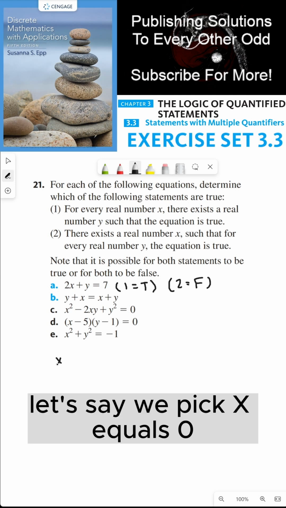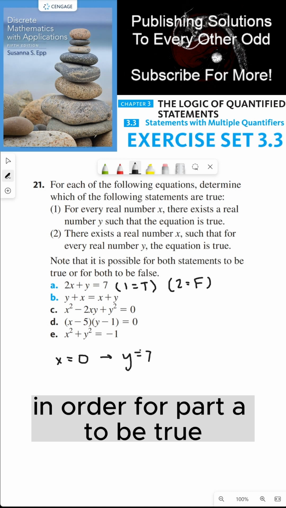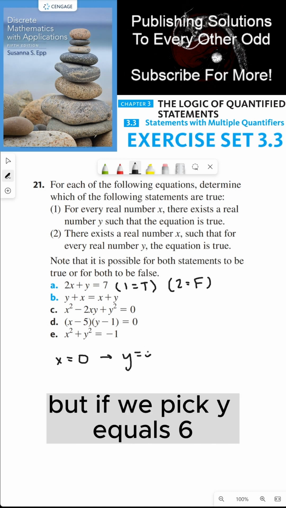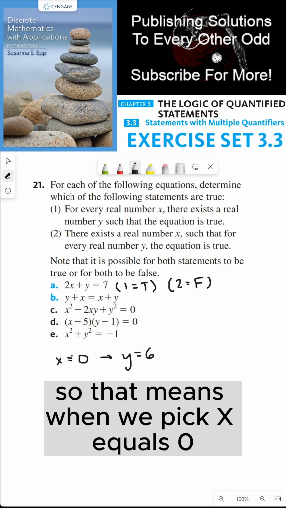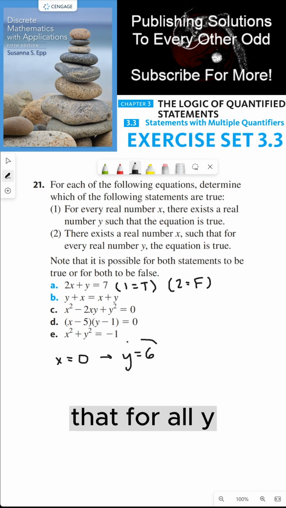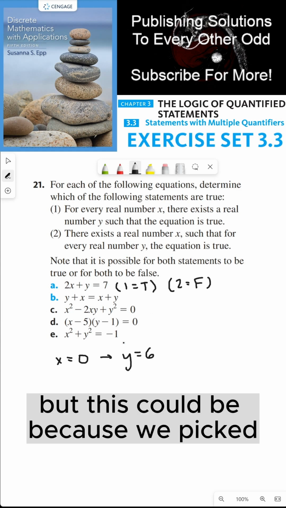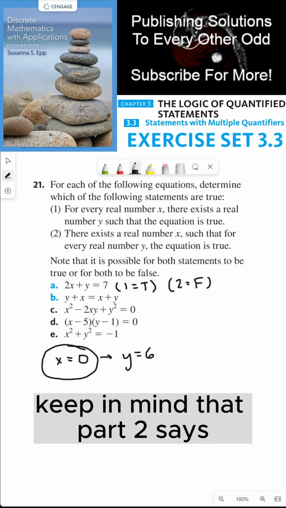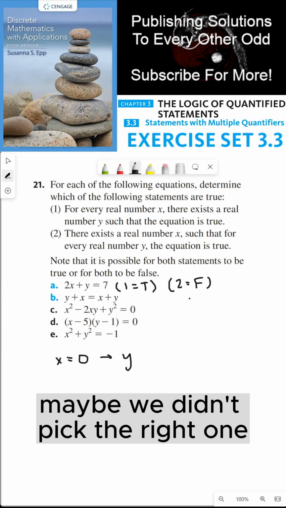Let's say we pick x equals 0. Well, then that means y must equal 7 in order for part A to be true. But if we pick y equals 6, then part A is false. So that means when we pick x equals 0, then it is certainly not true that for all y, including y equals 6, part A is true. But this could be because we picked the wrong x. Keep in mind that part 2 says there exists a real number x. Maybe we didn't pick the right one.